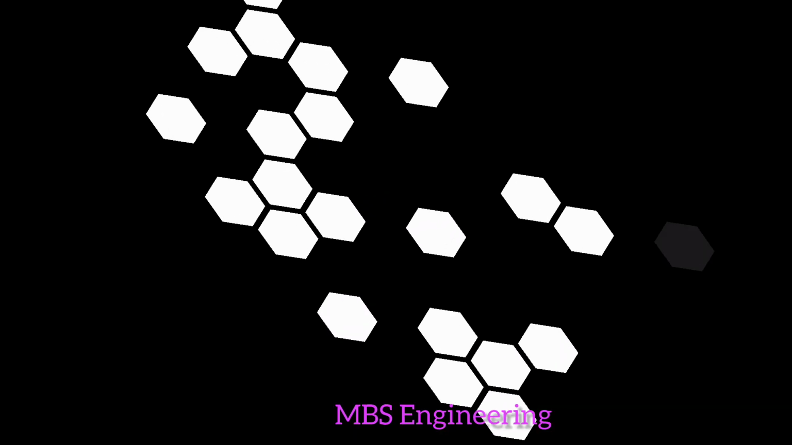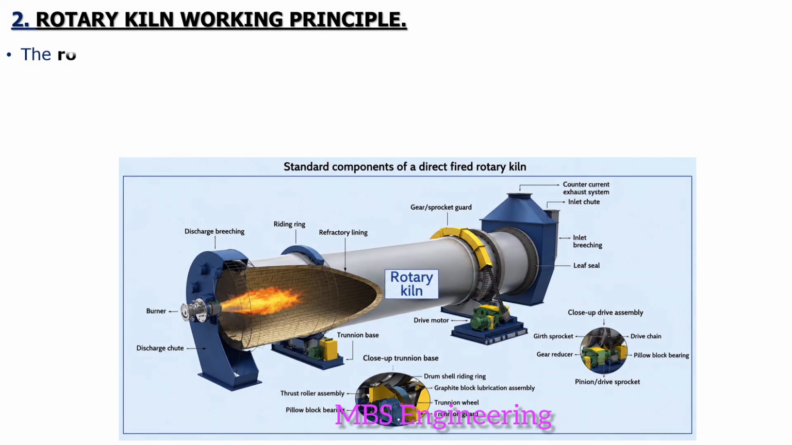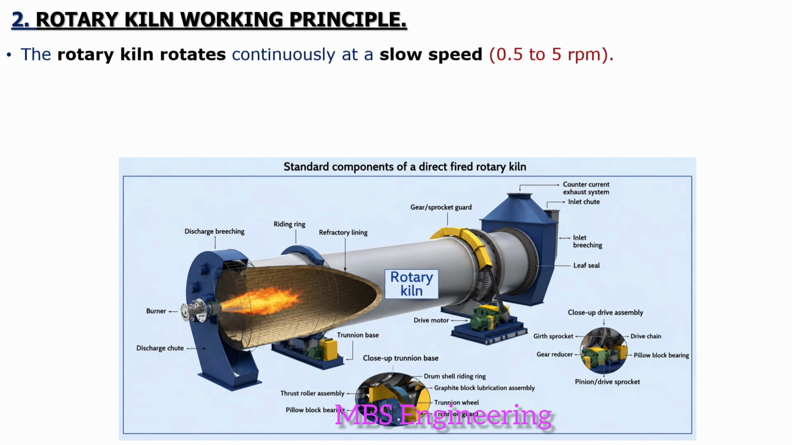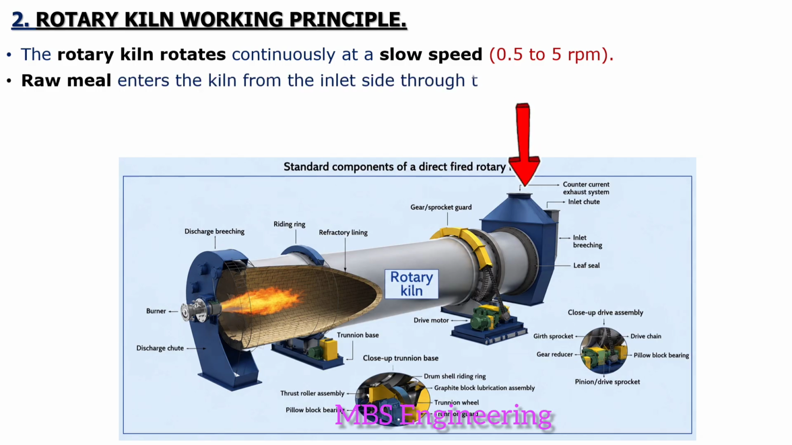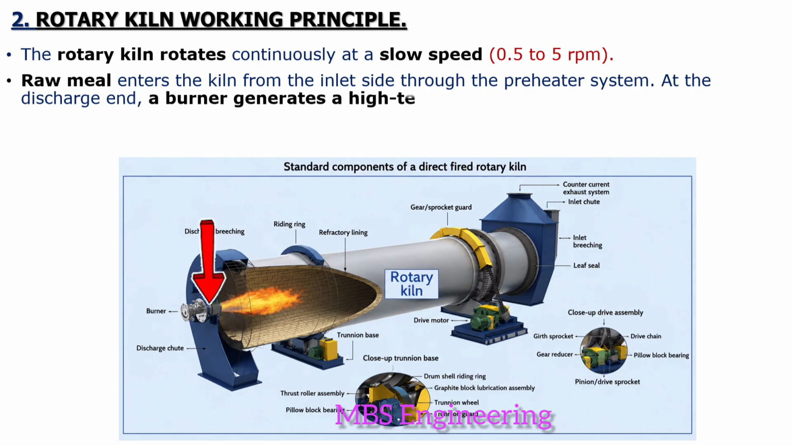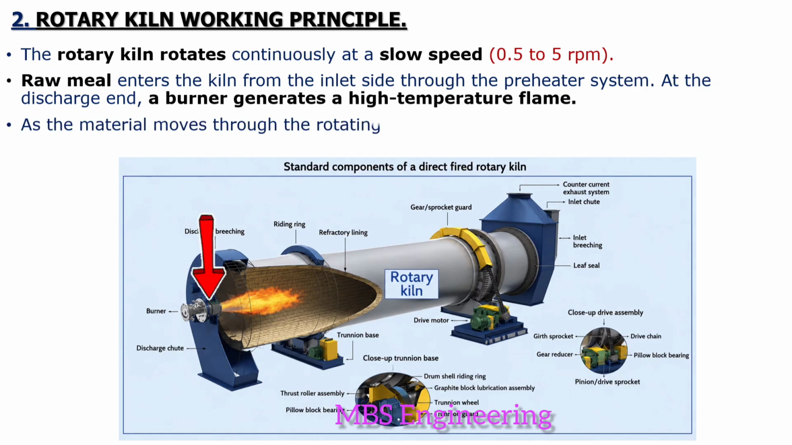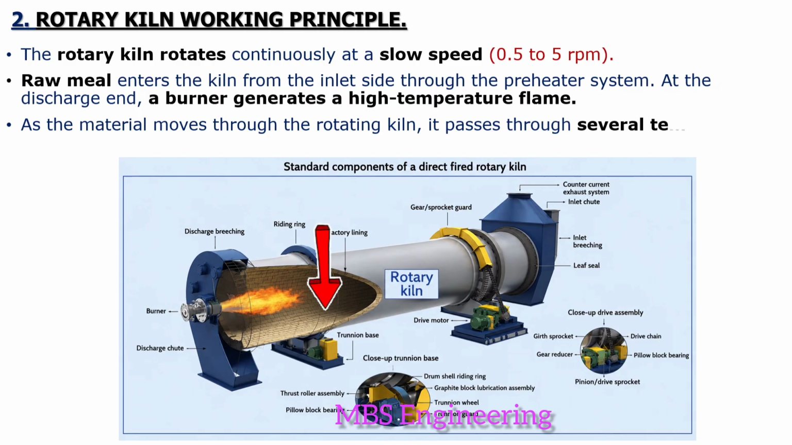Next, we will learn and understand the rotary kiln working principle. The rotary kiln rotates continuously at a slow speed, 0.5 to 5 revolutions per minute. Raw meal enters the kiln from the inlet side through the preheater system. At the discharge end, a burner generates a high temperature flame. As the material moves through the rotating kiln, it passes through several temperature zones.